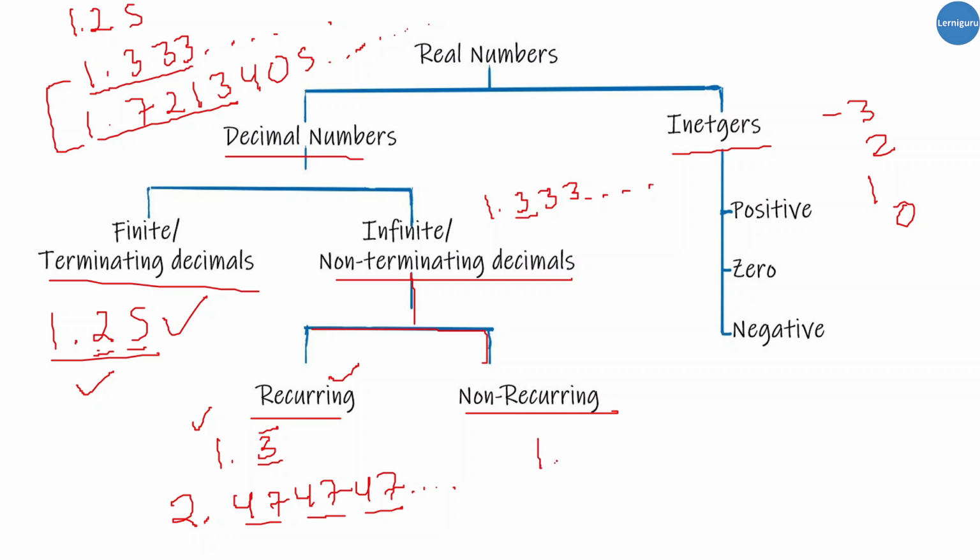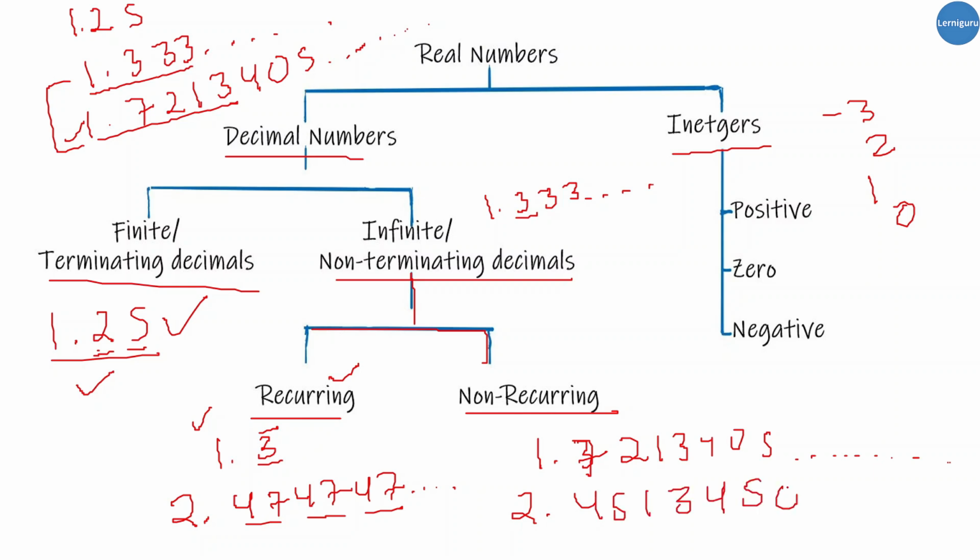Whereas 1.7213405, some random numbers are going on till infinite. There is no pattern. Let's write any other random number. Any number will come after that, and this goes on till infinite. So these types of numbers are called non-recurring, non-terminating decimals.